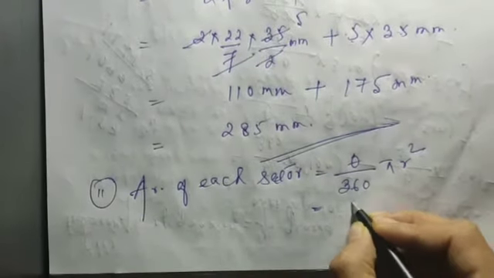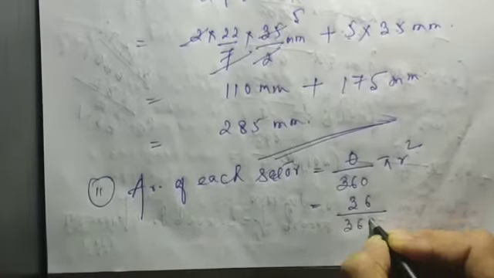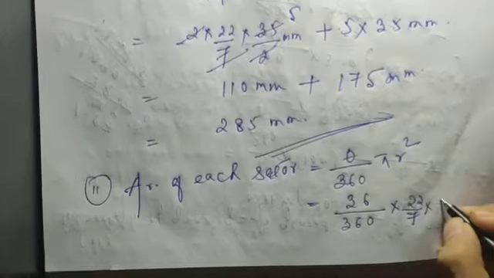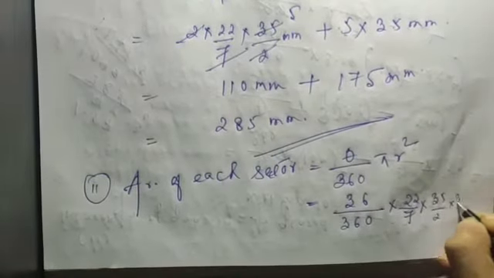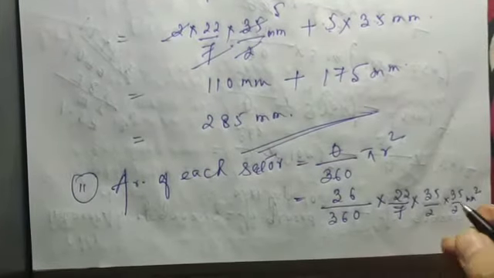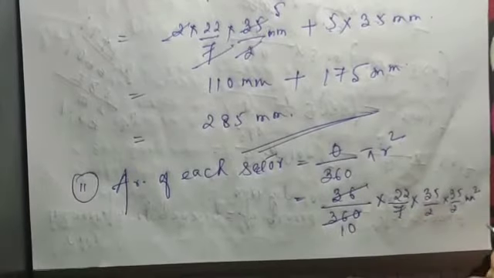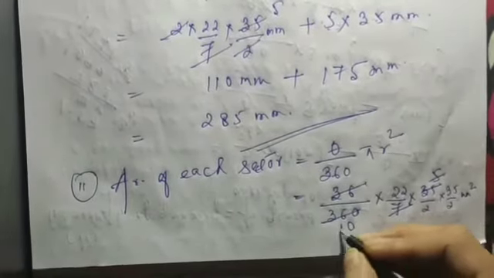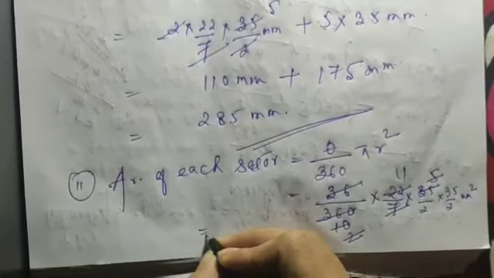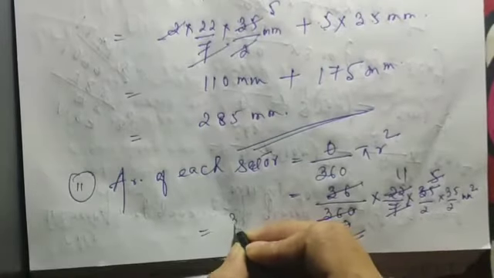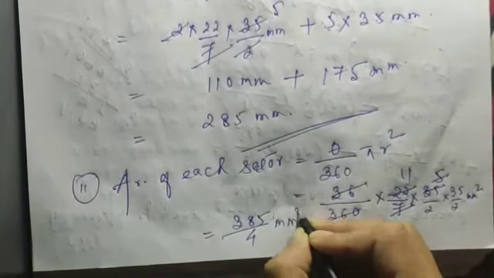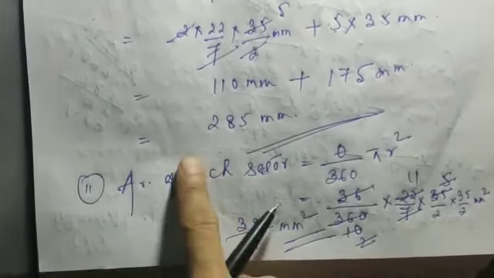Theta value we are going to take 36 by 360 pi, 22 by 7. Radius is 35 by 2, so we'll take 35 by 2 into 35 by 2, millimeter into millimeter, square. Done. 36, 10 ja; 7, 5 ja; 5, 2 ja; 2, 11 ja. Done. So what are we getting? 11 into 35, 385. Denominator 2, 2 ja 4 millimeter square. This is the area of each sector.